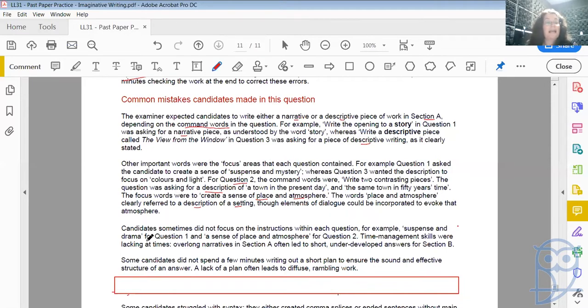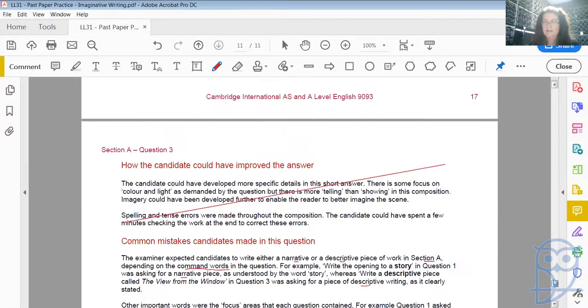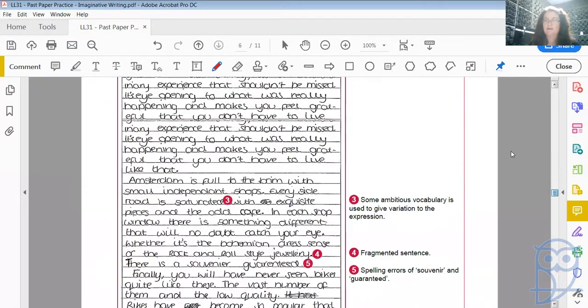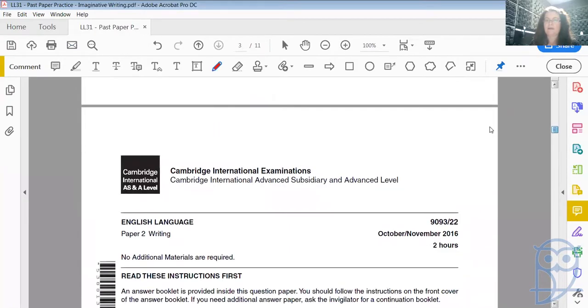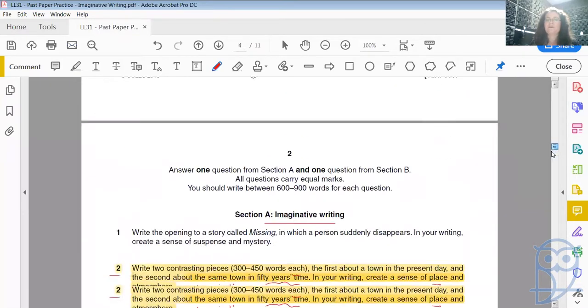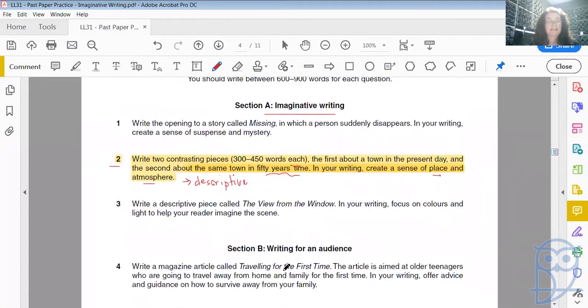Time management skills were lacking at times. Overlong narratives in section A, so spending too much time on section A on whichever question you chose, often led to short, underdeveloped answers for section B. So in other words, when you go into the exam, make sure that you've got a watch or something to keep time with, or maybe there'll be a clock. You make sure that you do not spend more than an hour at least on each question. So let's have a look here. The paper will tell you exactly what time you're allowed to spend. Remember, 2 hours. Okay, so an hour maximum on the first section and an hour maximum on the second section.